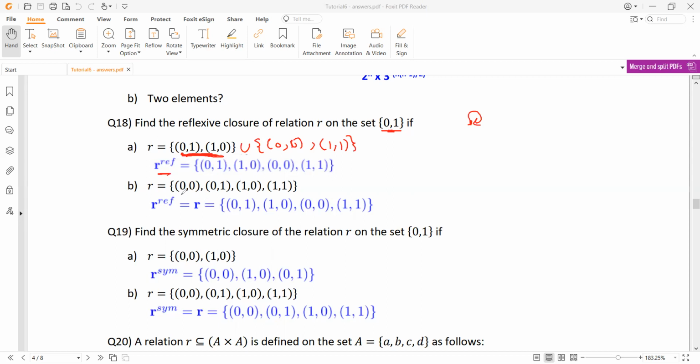Okay, here I have 0 to 0, 0 to 1, 1 to 0, 1 to 1. So the reflexive closure is still the same, guys, because this is reflexive. I don't have to add any new items.